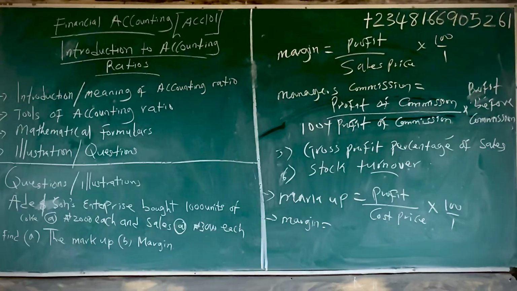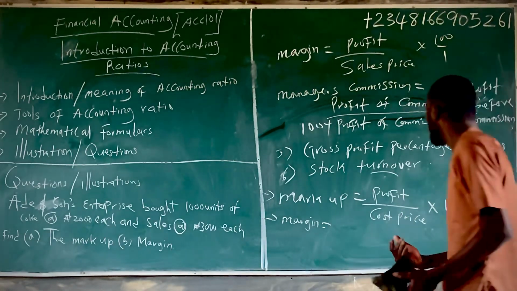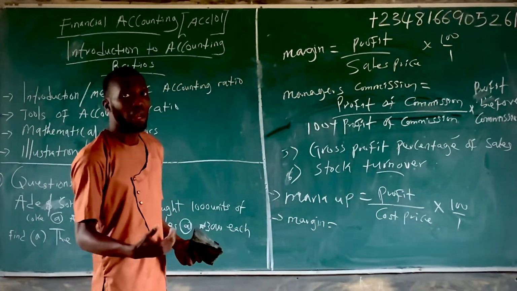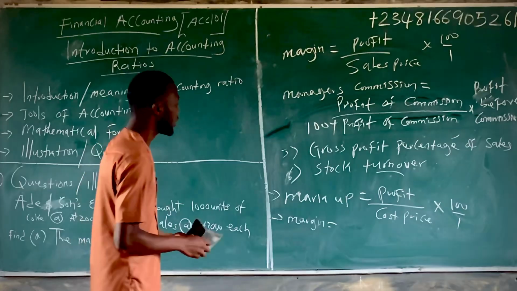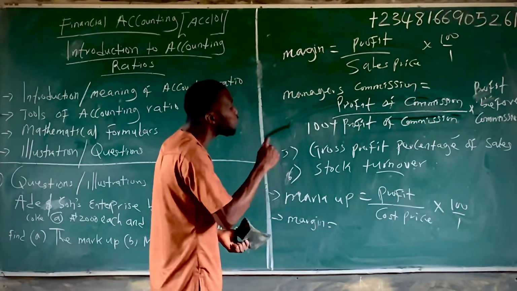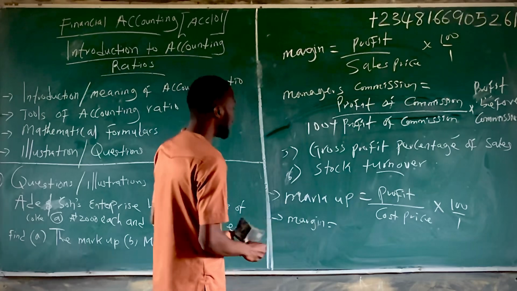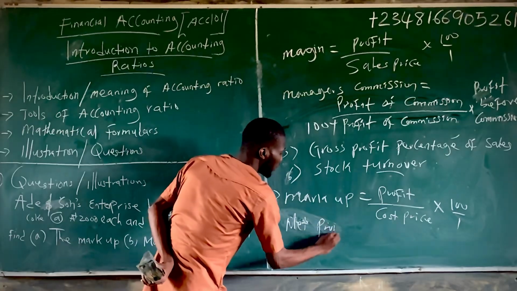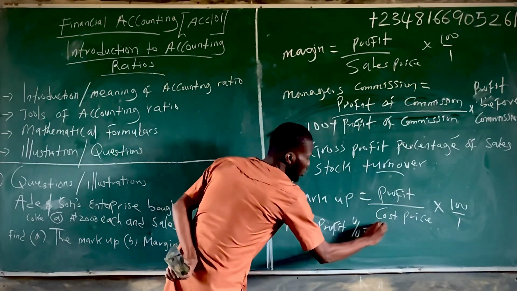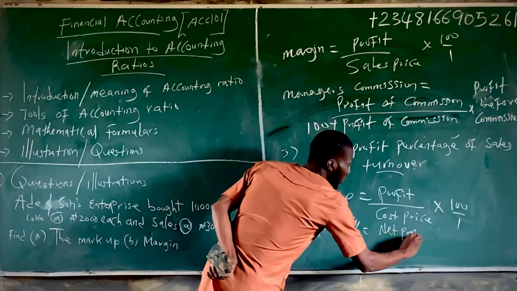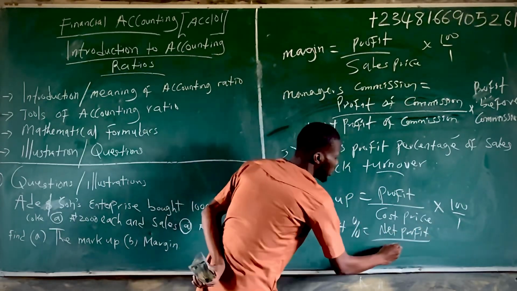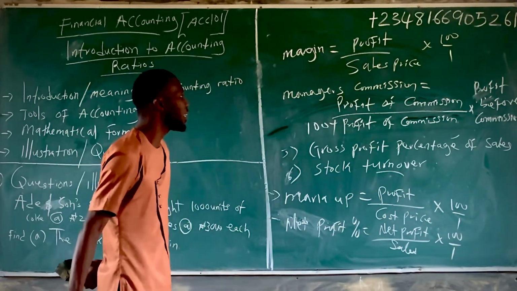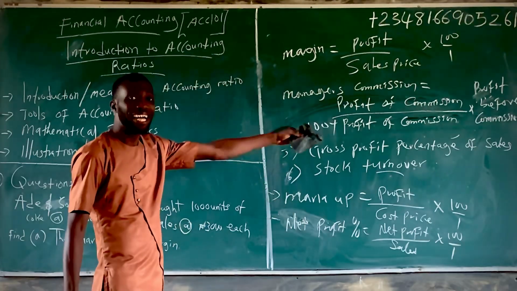Then we have the net profit percentage of sales. There is a mathematical expression for that. The net profit percentage is your net profit over your sales, times 100 over 1. That's your net profit divided by sales times 100 over 1.